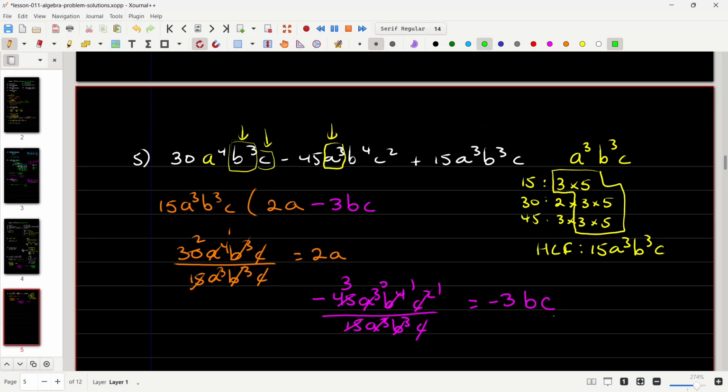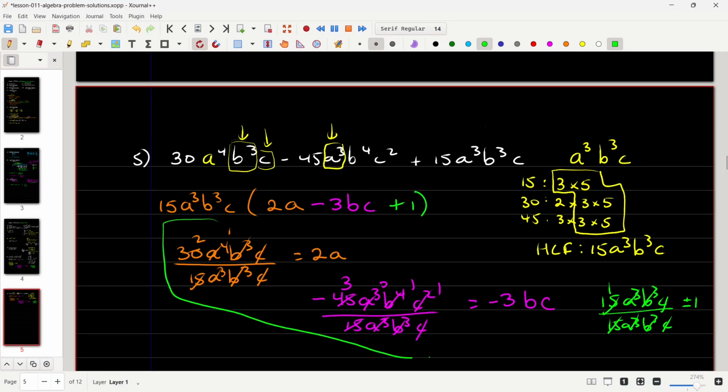Then we go on to 15. So the next one is 15 a to the third, b to the third, c divided by 15 a to the third, b to the third, c. And this cancels 0, 0, 0, 1. So that is just simply equal to 1. So plus 1. And this is our answer.